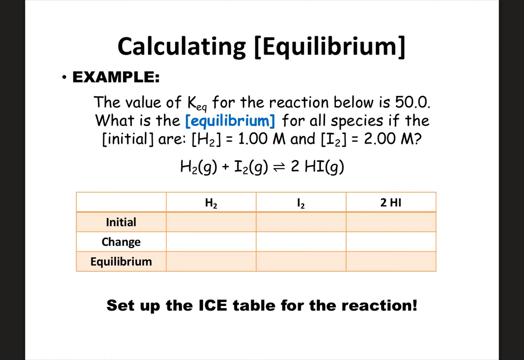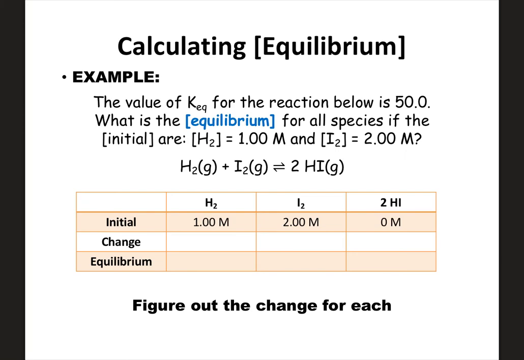So we have to set up our ice table. So you can see here, I set up the ice table for the reaction, and now we're ready to start plugging in what we know. Based on the problem here, I know the initial concentrations of the H2 and the I2 here. All right, so if I have an initial concentration of the H2 and I2, I can assume that the initial concentration here of the product is 0. Essentially, I don't have any of the product to start. All right, so I know my initial, and pretty much that's it.